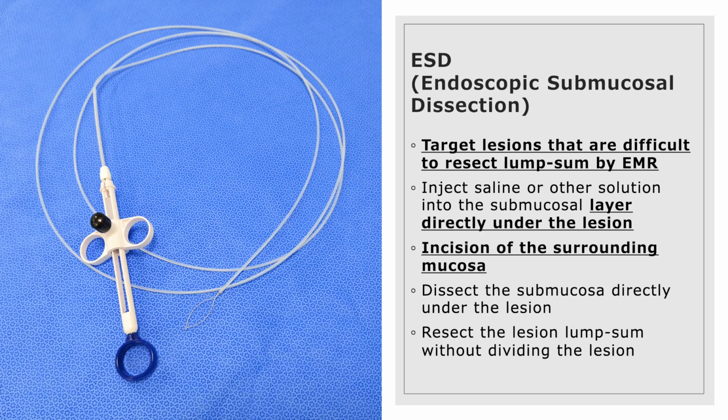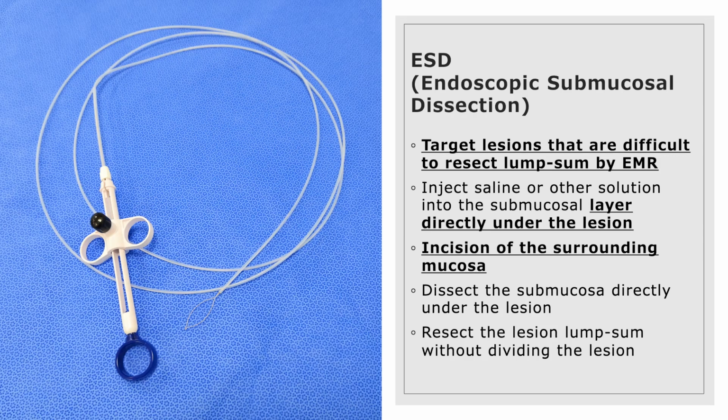Next, this section discusses ESD. ESD targets those that are difficult to resect en bloc with EMR. Please refer to the guidelines for each organ, as absolute and extended indications differ for each organ. The procedure begins by injecting saline and a distending agent into the submucosa directly under the lesion using a local injection needle, as in EMR.